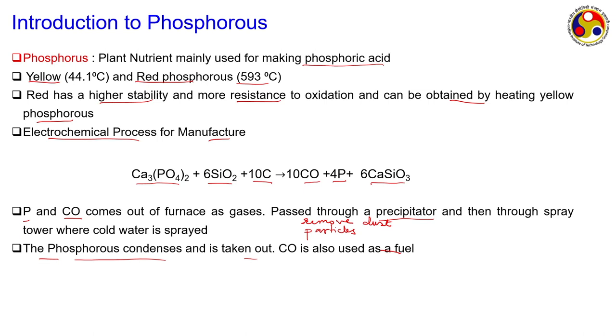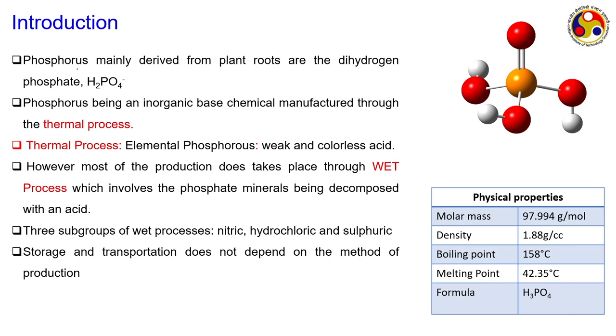Now let us see how to manufacture phosphoric acid. Usually phosphorus is derived, as I discussed, from the plant roots in the form of dihydrogen phosphate. Phosphoric acid, being an inorganic based chemical, is mainly manufactured through the thermal process. In the thermal process you get elemental phosphorus, and from the elemental phosphorus you oxidize and get the weak and colorless acid. However, this has some issues concerning the yield and also the type of phosphate ore it can handle.